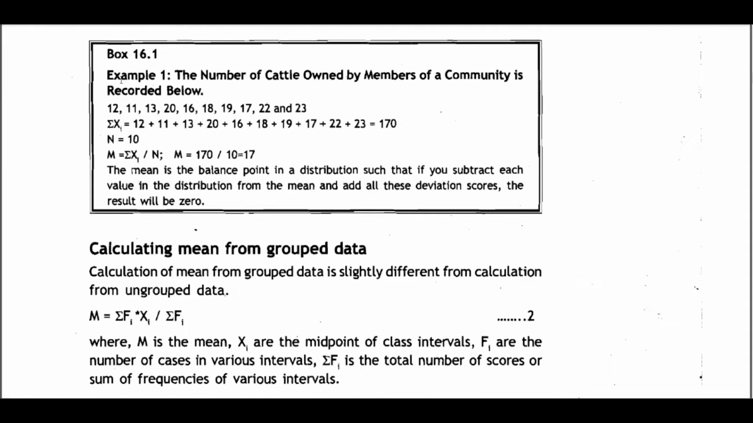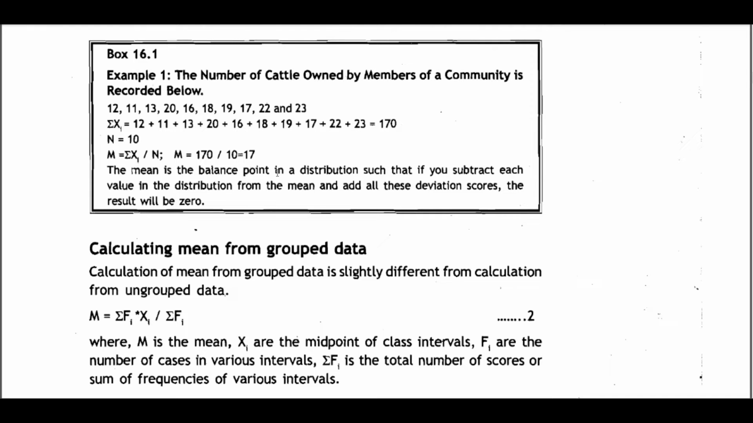So here in 16.1, example 1, the number of cattle owned by a member of a community is recorded as below. Total how many people are there? 10 people have been taken as a sample, and each of these 10 people has a different number of cattle. So we have to find out the mean. What we will do is add all these numbers, total it, and that is 170 we are getting, and divide by the total number of people or members we have taken, 10. So 170 by 10, that is 17, becomes the mean.